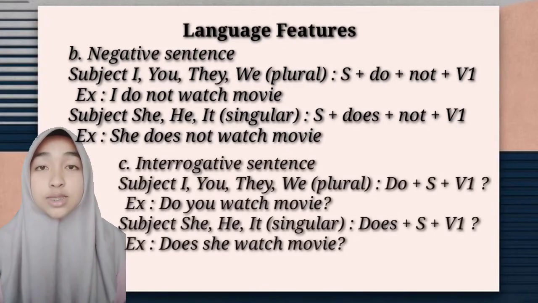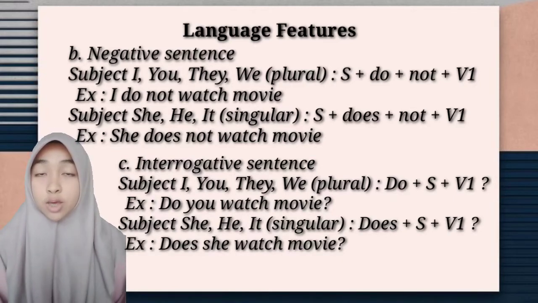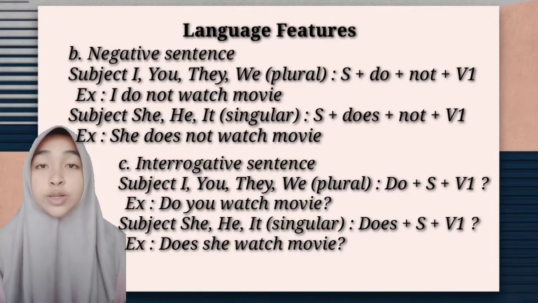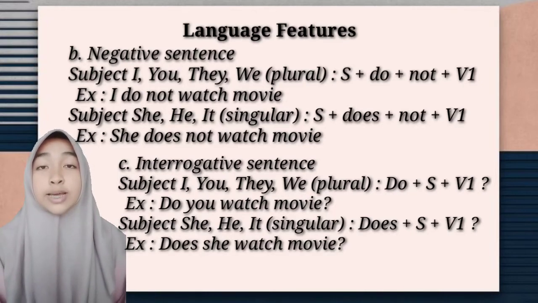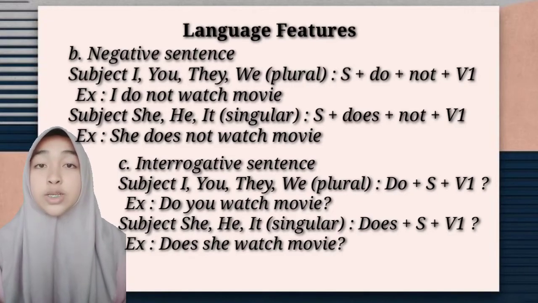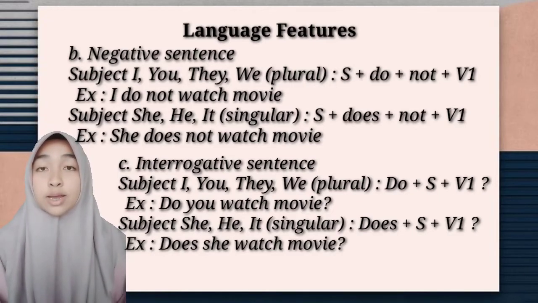C. Interrogative sentence. For subject I, you, they, we, or a plural subject, we will use do plus subject plus verb 1. The example is do you watch movie? And for subject she, he, it, or a singular subject, we will use does plus subject plus verb 1. The example is does she watch movie?